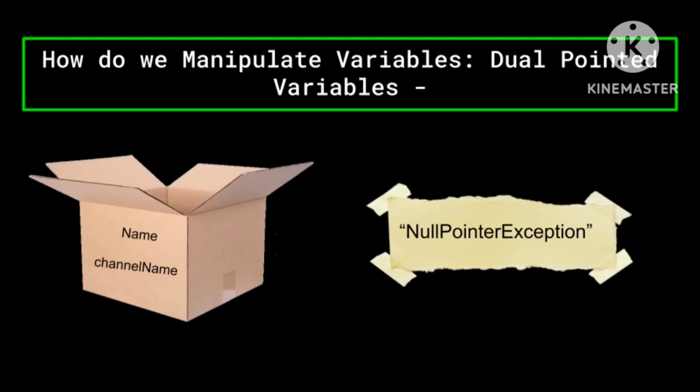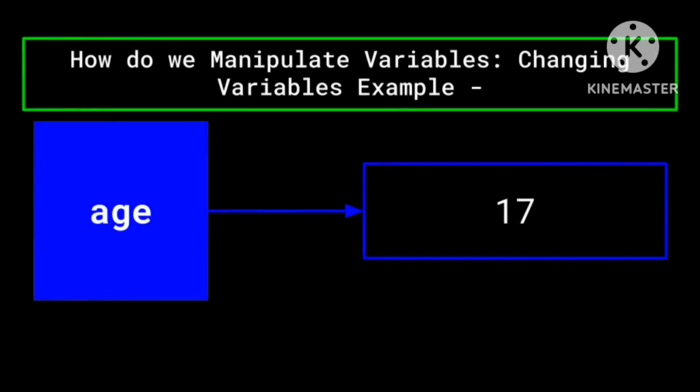We usually do this to save space in our code for things that we know are going to have the same value. Variables can also be updated throughout your code. For example, let's say you had an age variable, and inside of it was the integer 17.